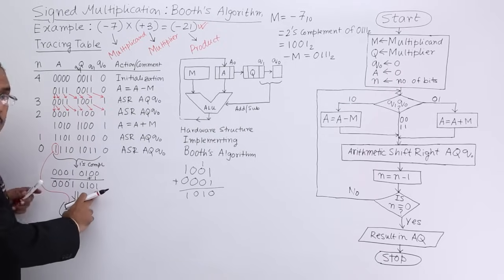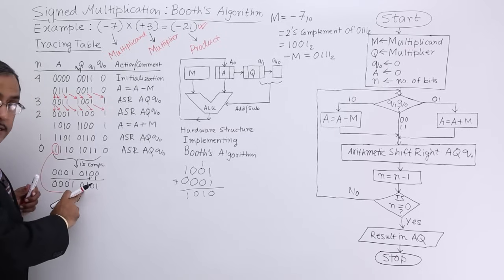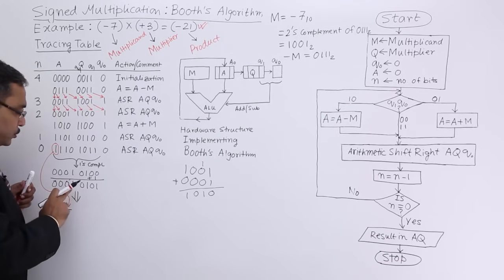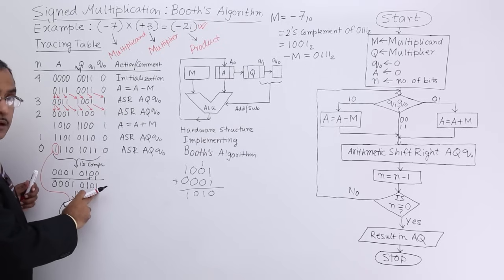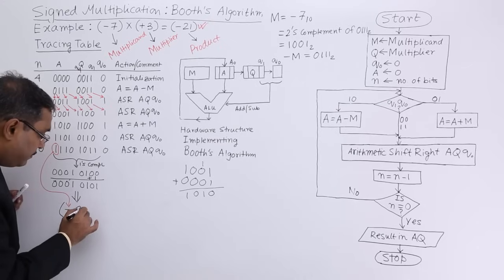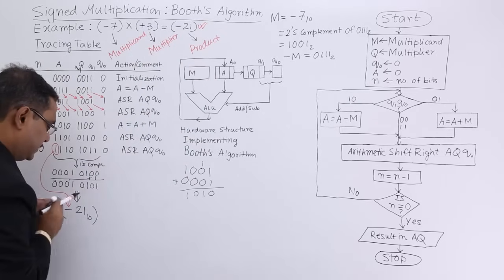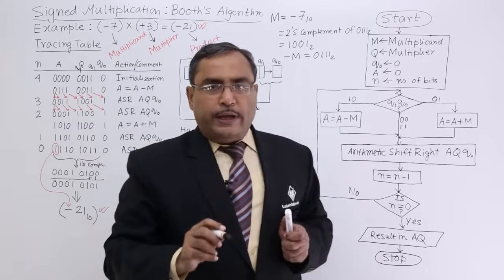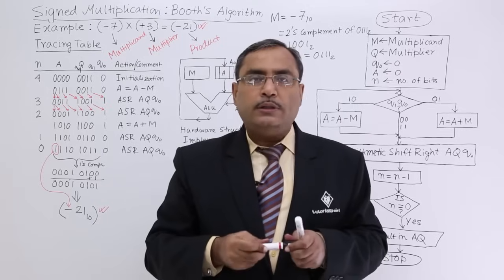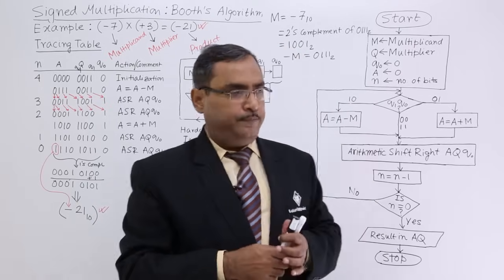So this is my 1 plus 2, 4, 8, 16, because the place value is 2 to the power of 4. So 16 plus 4, 20, plus 1, 21. So the answer will be minus 21 to the base 10. And obviously this answer is this one. So in this way, I can easily do the 2's complement multiplication using Booth's algorithm.